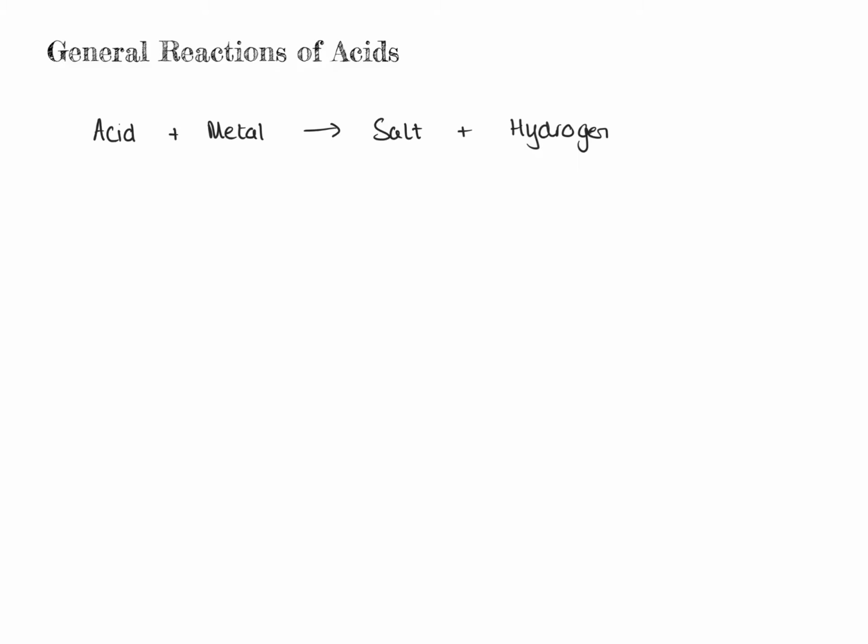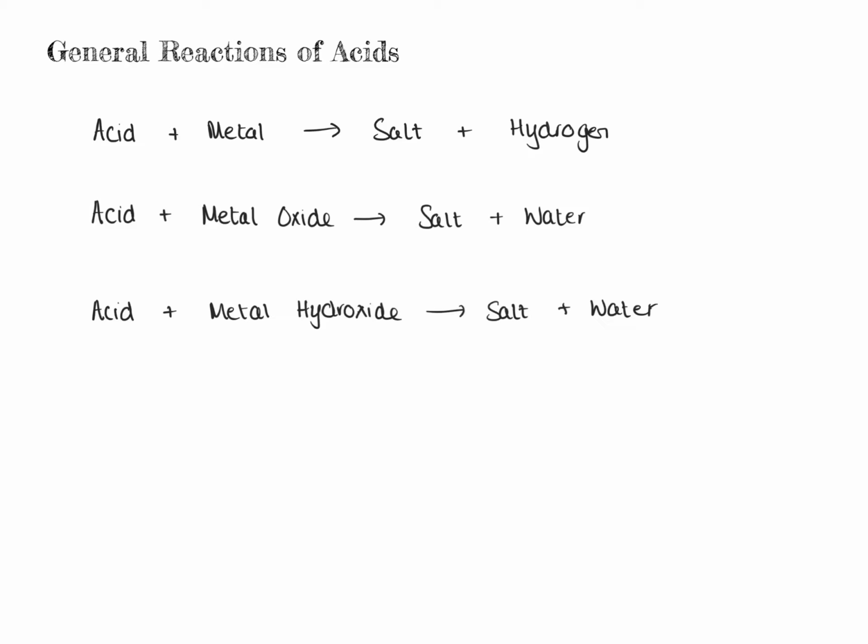Your first one, acids react with metals to form a salt plus hydrogen gas. Then we've got acid and metal oxide react to make a salt plus water. Acids plus metal hydroxides also make salt plus water. And finally, acids plus metal carbonates make salt and water and carbon dioxide.